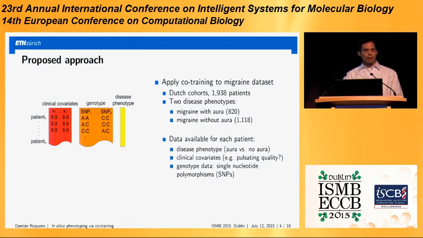In this case, we're going to use the binary labels. To summarize the type of data that we have, firstly, we have a disease phenotype, either aura or no aura, followed by what we call clinical covariates. In this case, these are, for example, clinical information such as, does a migraine attack have a pulsating quality? And then finally, we have genotype data in the form of SNPs. The reason why I highlight these last two is because both of them fit the spirit of co-training, in the sense that they are mutually exclusive views of each patient.